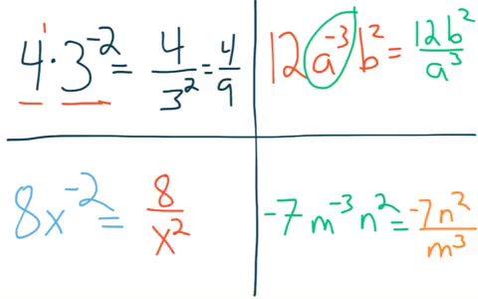Okay, you can see in the first problem, the only item that has a negative exponent is our x. So that's the only one that drops down below. So I get 8 over x squared. And then in the next problem, the only one with a negative exponent is the m. Now, if the n had the negative exponent, it would also go down to the bottom. So again, only move the items that have the negative exponents.